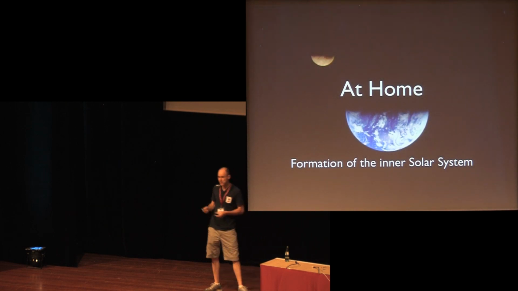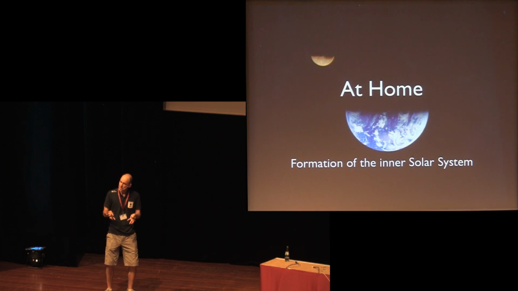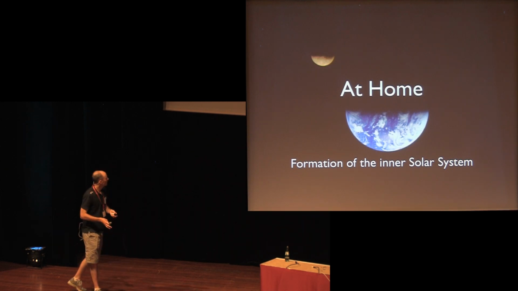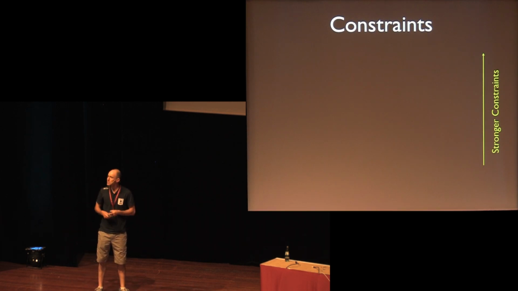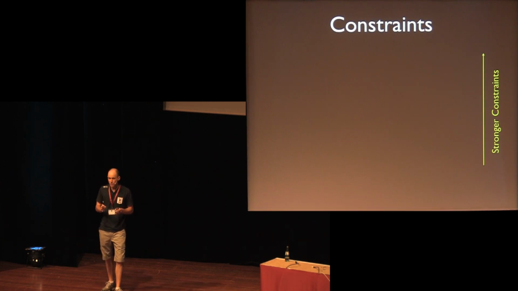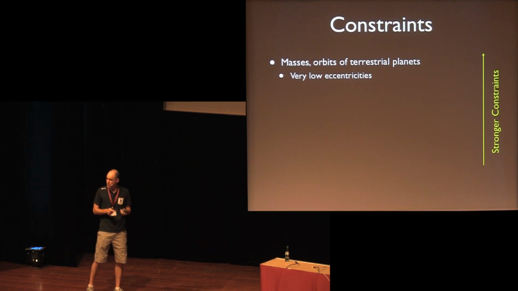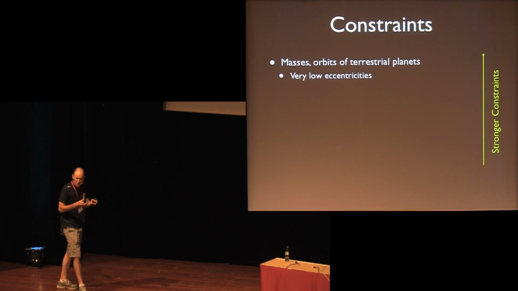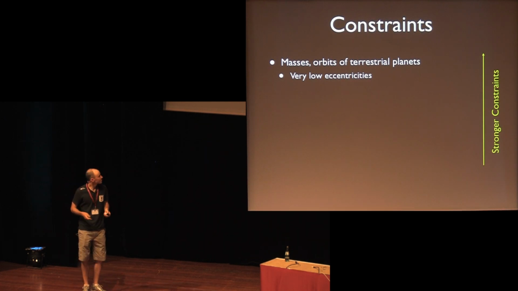Okay, so now we're going to switch gears back to the at-home part. We have some kind of understanding of late-stage accretion and of the effects of different processes, and we want to really understand how the inner solar system forms. And there are lots of constraints. We know a lot about the solar system, not as much as we'd like, but a lot. So any model of the inner solar system has to reproduce at least this list of things. The masses and orbits of the terrestrial planets. In particular, their very circular orbits. They're not perfect circles, but the terrestrial planets have very low eccentricity.